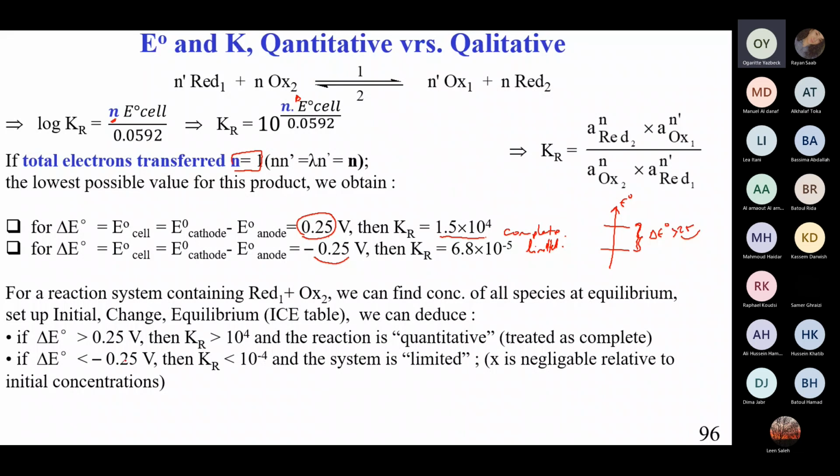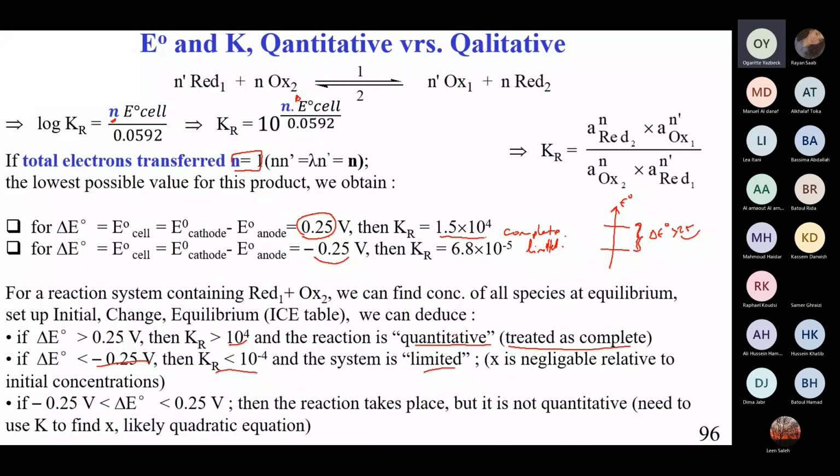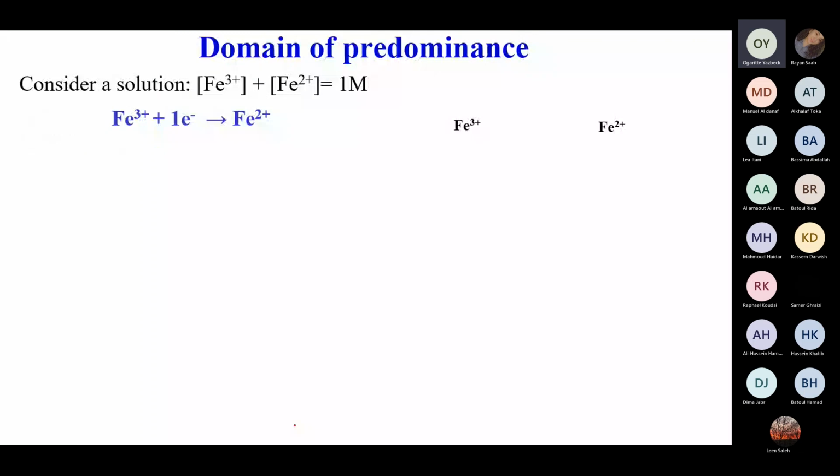All right, so that's exactly what we say. If the change in delta E is greater than 0.25, then K typically is greater than 10 to the 4, and the reaction is treated as complete. It's called quantitative. If the change in E naught of the cell is less than minus 0.25, then K is less than 10 to the minus 4, and the reaction is limited, and typically x is negligible relative to the initial concentration. If it's in between, then the reaction takes place, but it's not complete or quantitative, and we likely might have a quadratic equation.